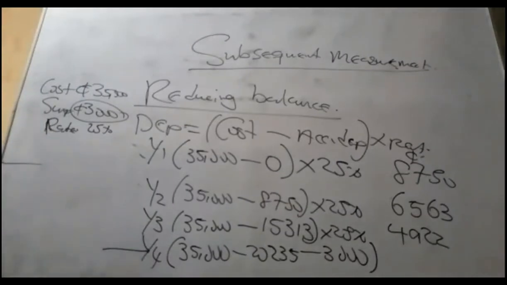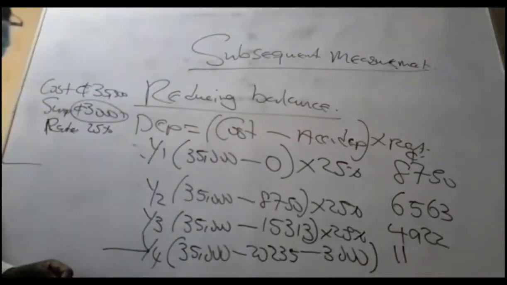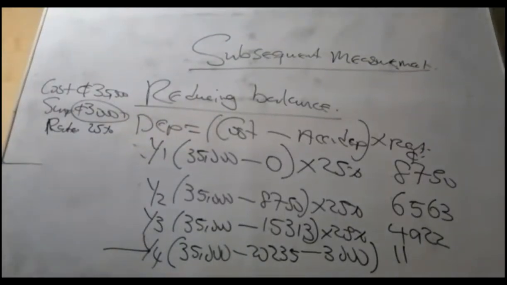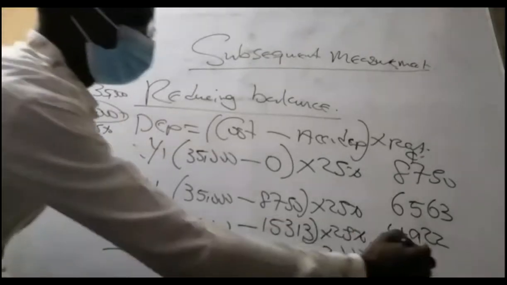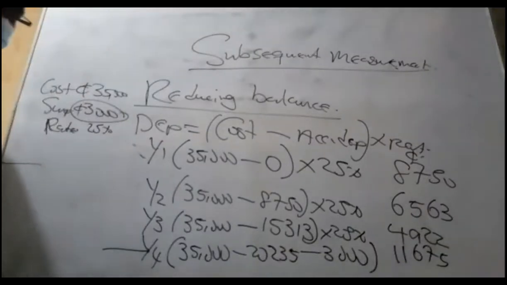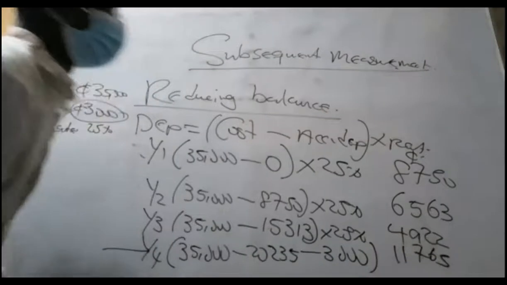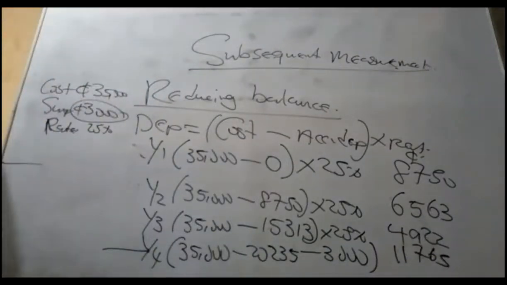No percentage in the last year. So we are left with 11,765 or 11,675. It is 11,765. Okay, so 765. We are done with the reducing balance method.